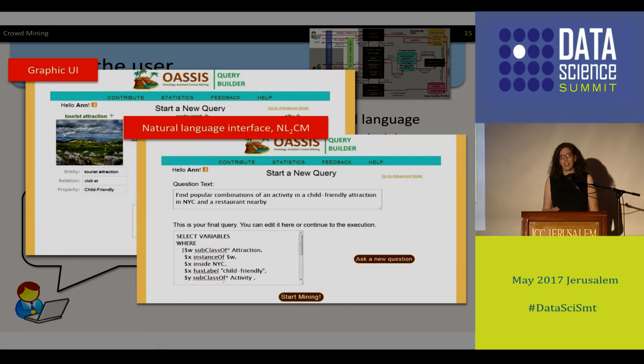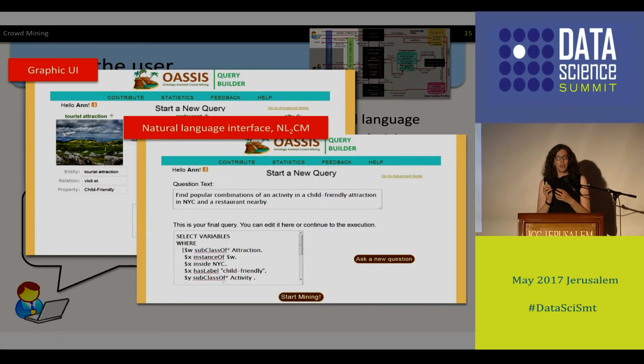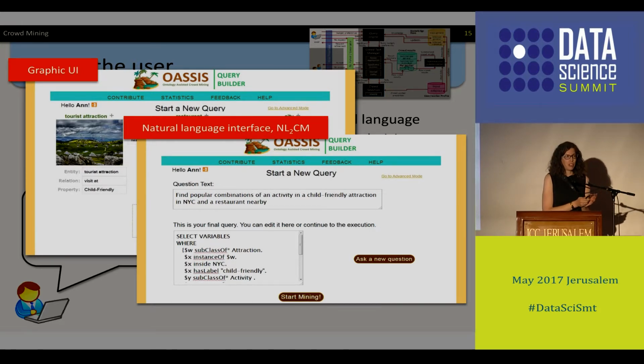Let me just say that the important thing here is to identify the different components of the user question related to the different parts of the query. So here, for instance, popular combinations would be something that I want to ask recommendations for, and this is something I need to identify, as opposed to restaurants nearby, which is something I might be able to discover in my specific knowledge base.